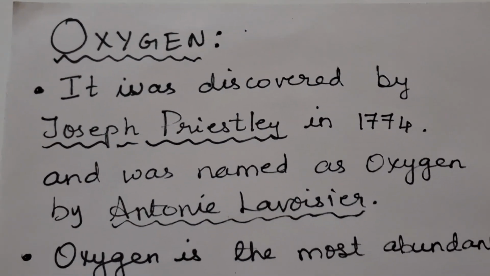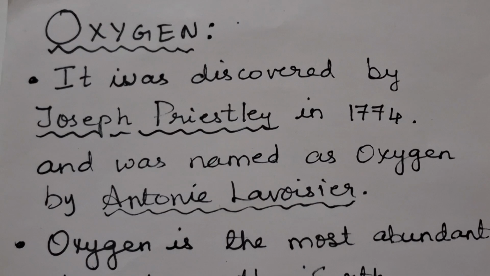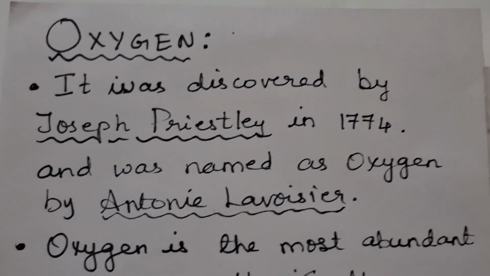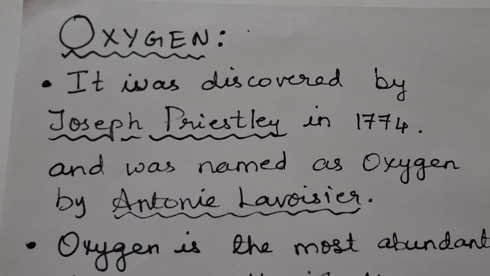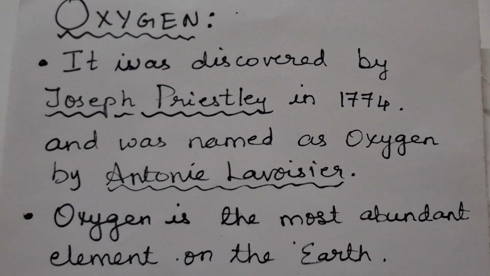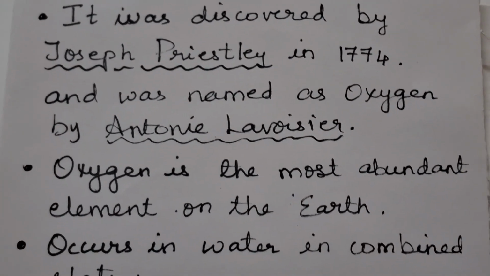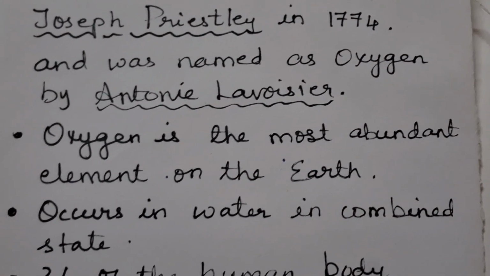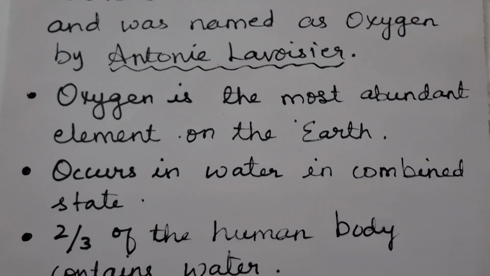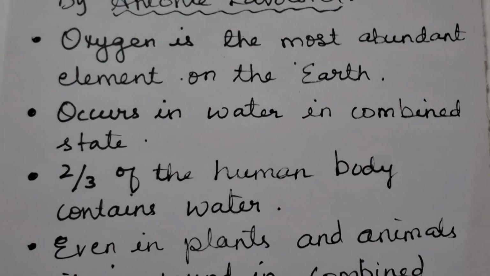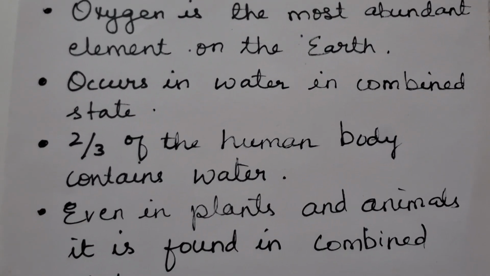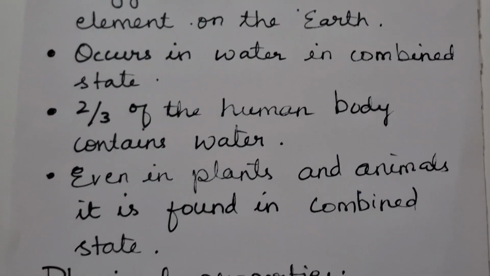Next is oxygen. Oxygen was discovered by Joseph Priestley in 1774 and was named oxygen by Antoine Lavoisier. Oxygen is the most abundant element on the earth. It occurs in water in combined state. 2/3 of the human body contains water. Even in plants and animals, it is found in a combined state.